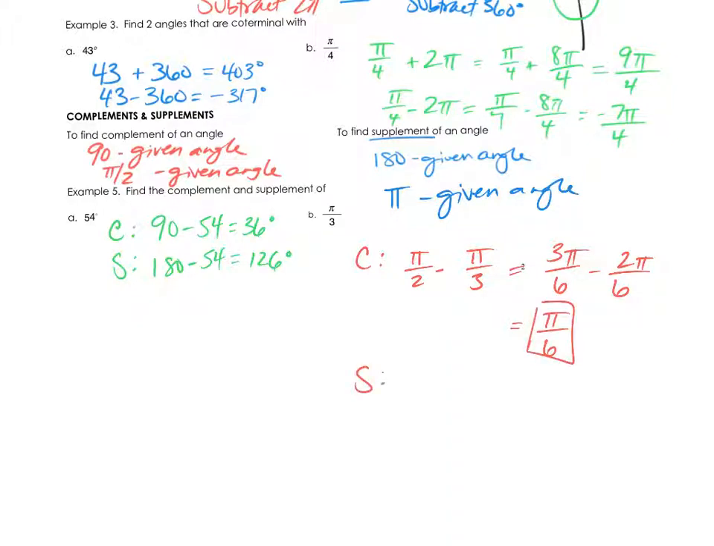And then for my supplement, I'm going to take pi minus my given angle of pi over 3. So a single pi is 3/3 times pi minus pi over 3. 3 minus 1 is 2. So 2 pi over 3 is my supplement.